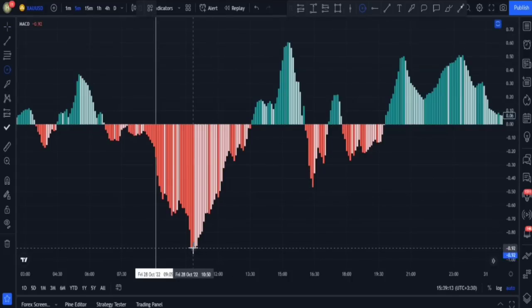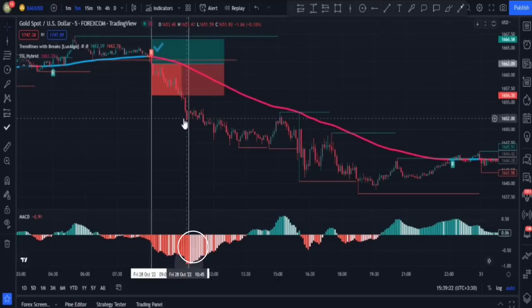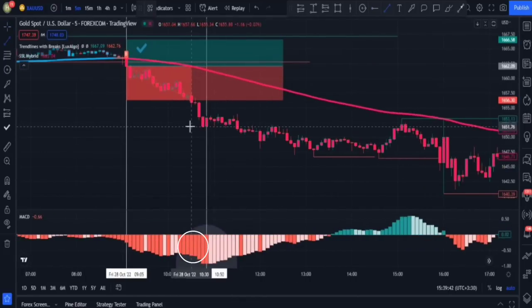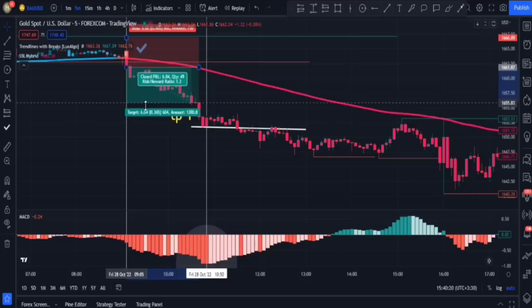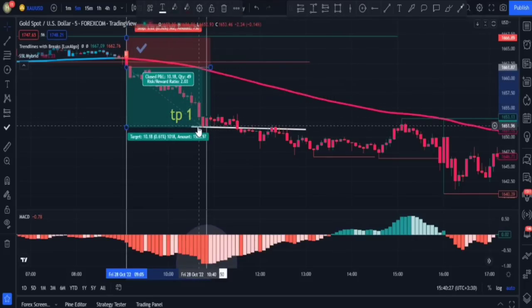In this example, the longest bar of the histogram is here. I draw a vertical line at its position. I go back to the main graph, and this candlestick is my first TP. So this is our first TP, and we could take out some profit at this position.